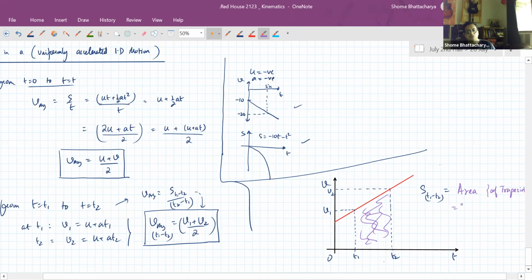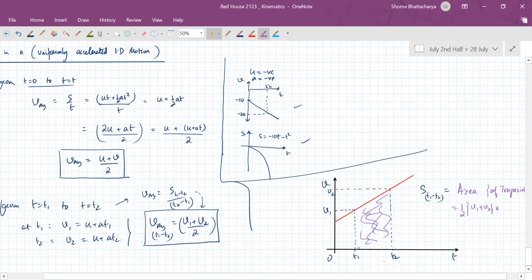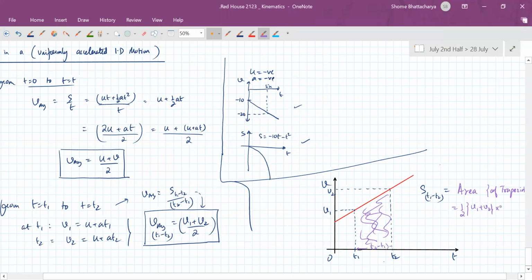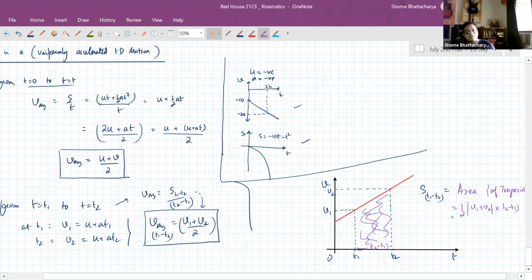Okay. So tell me how much are the parallel sides here? They are v1 and v2. v1 and v2. And what is the distance between them? It's t2 minus t1. So into t2 minus t1. So this is the displacement from time t1 to t2. So now what about the average velocity from t1 to t2? It is equal to the displacement from t1 to t2 divided by the time interval, that is t2 minus t1. Okay, so it's coming out to be half (v1 plus v2). It's coming out to be the arithmetic mean of these two.